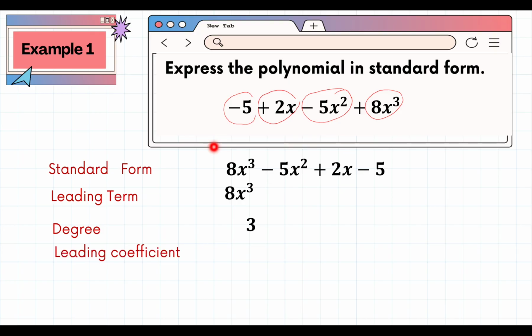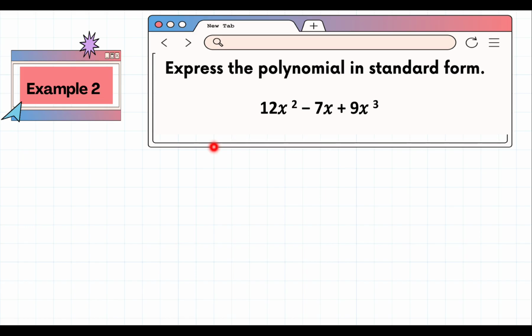Then what is the leading coefficient? Again, we get it from the leading term. And the leading coefficient is 8. There. And of course, we also have to identify what the constant is. And the constant is negative 5. I have arranged it in this manner so that we can see where we are getting these answers. Let's have example number 2.